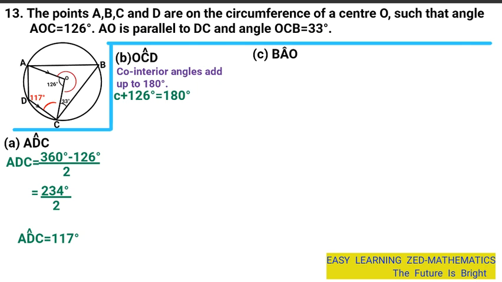At this stage I'm just going to put like terms together. Angle C is equal to 180 minus 126, which gives angle C equal to 54 degrees. So the value of angle C, or angle OCD, is 54 degrees, and I'm going to put 54 degrees inside there. So that is the correct answer for question B, which is angle OCD.